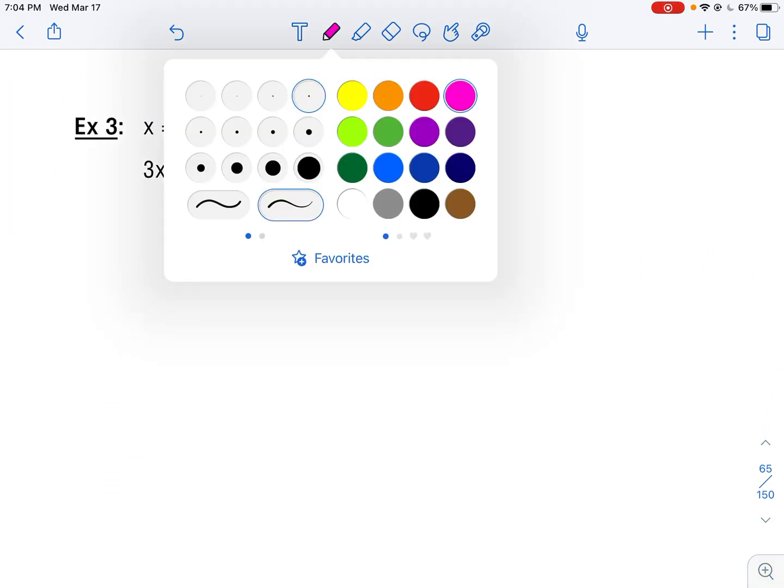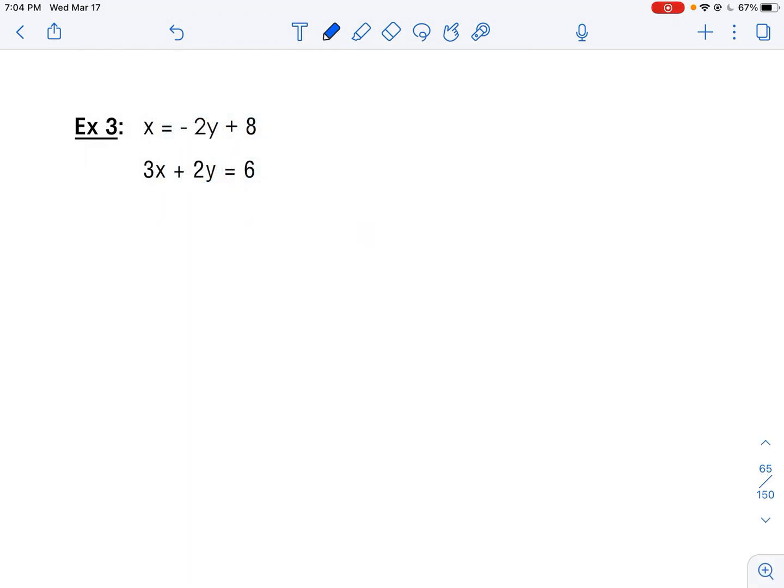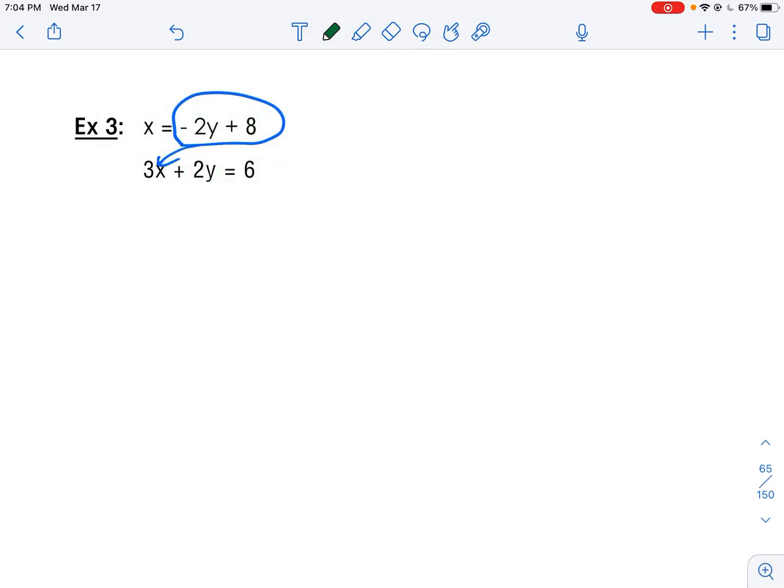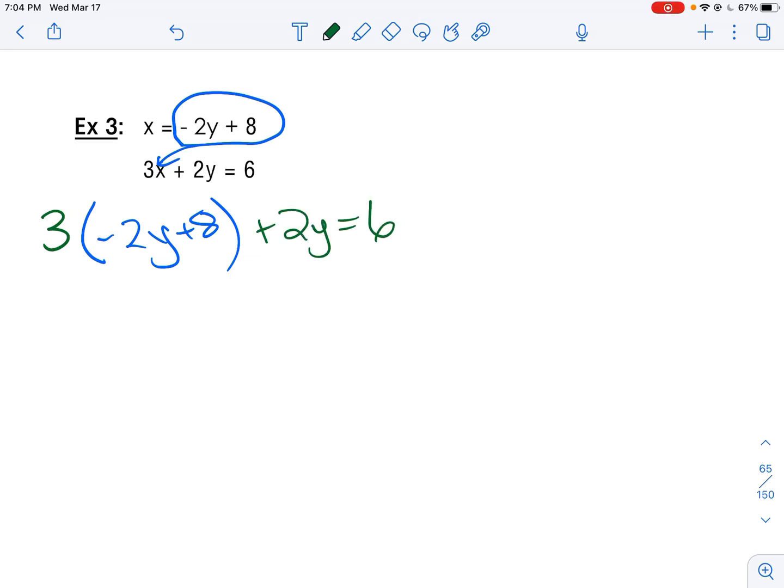Okay. Getting away from that color for a minute. Here, it says x equals this right here. So I'm going to replace my x value with what x equals. Okay, let's see. I'm going to use this color. So 3, then parenthesis, negative 2y plus 8. Make sure you brought the negative with it. You can't do it without the negative. Plus 2y equals 6. All I've done is replace what the x value is.